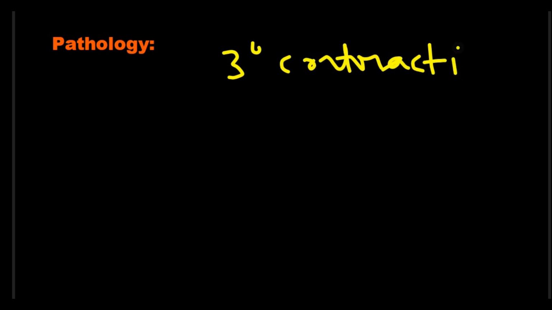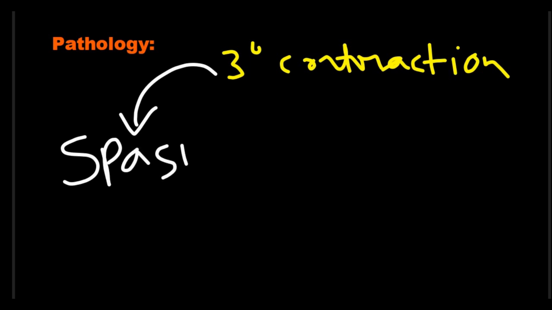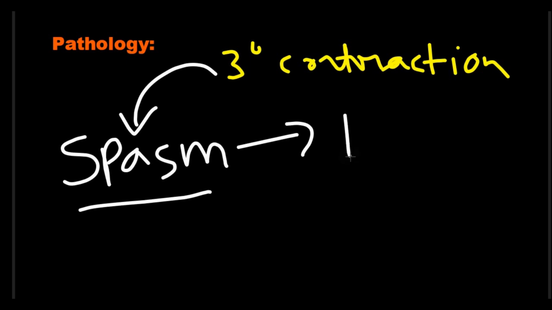Pathology is pretty straightforward. Due to a tertiary contraction, you develop spasms. And since this occurs diffusely throughout the esophagus, we call this a diffuse esophageal spasm.